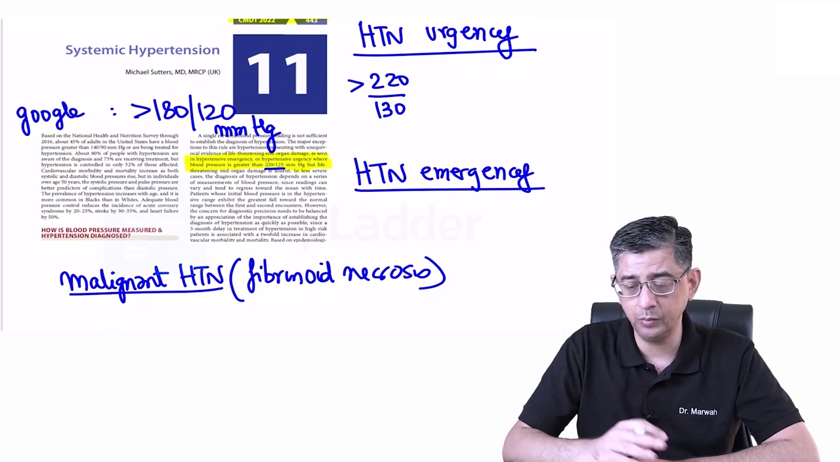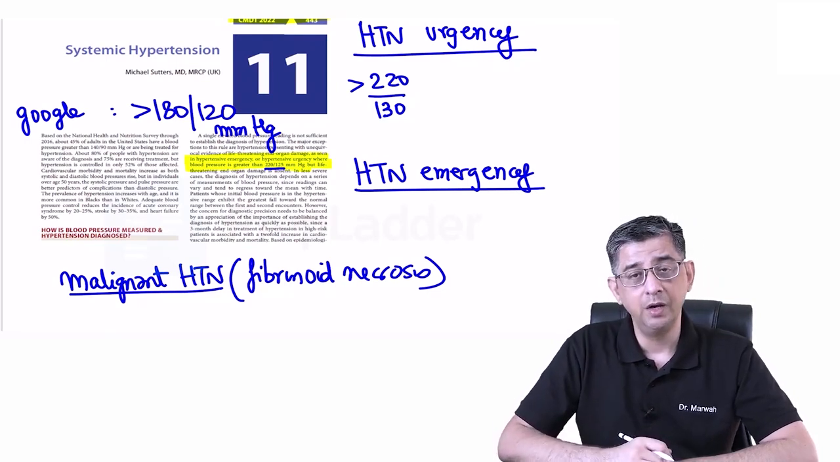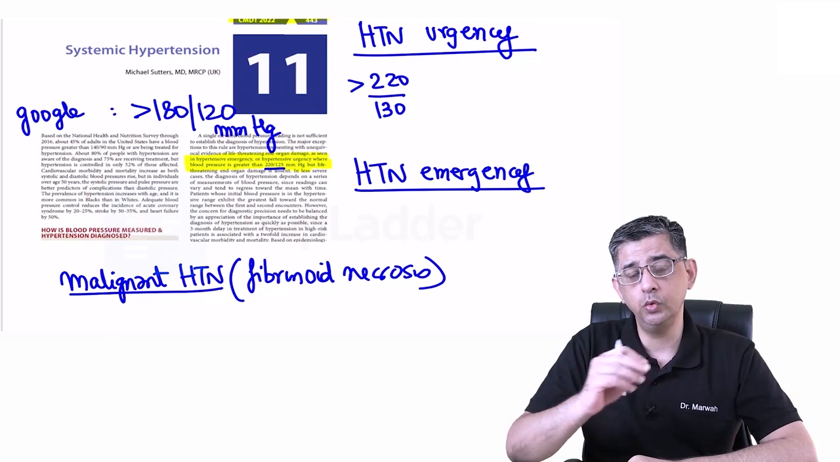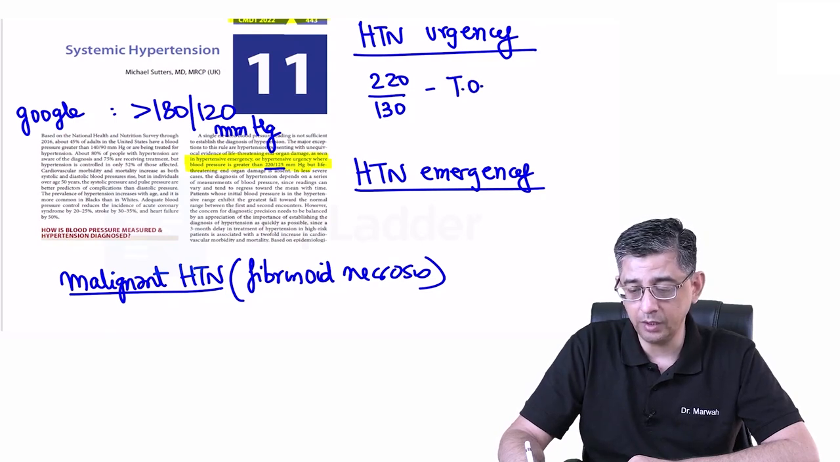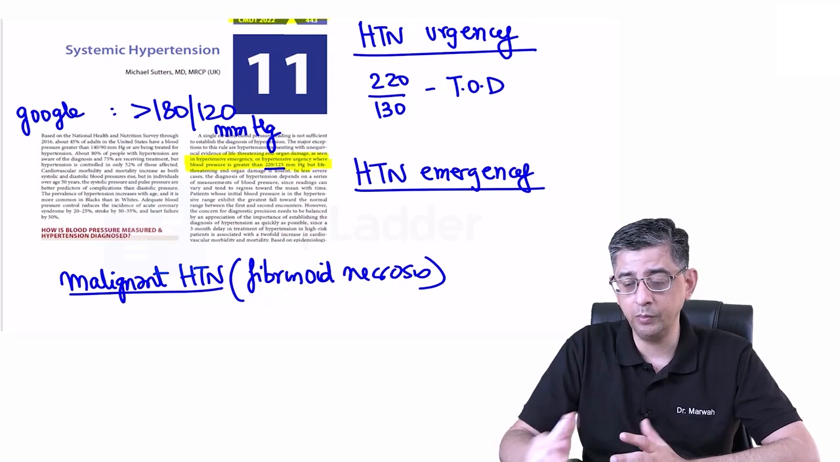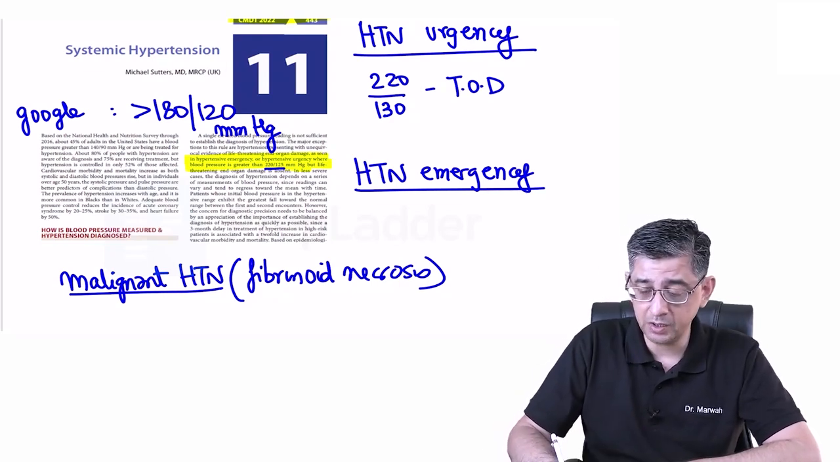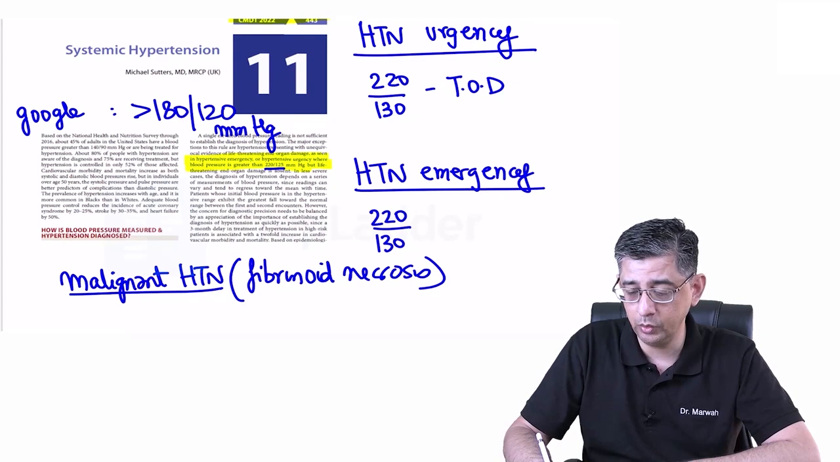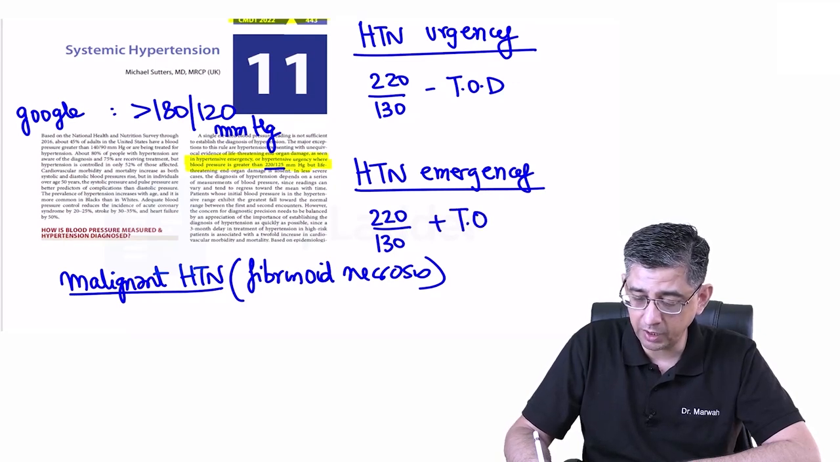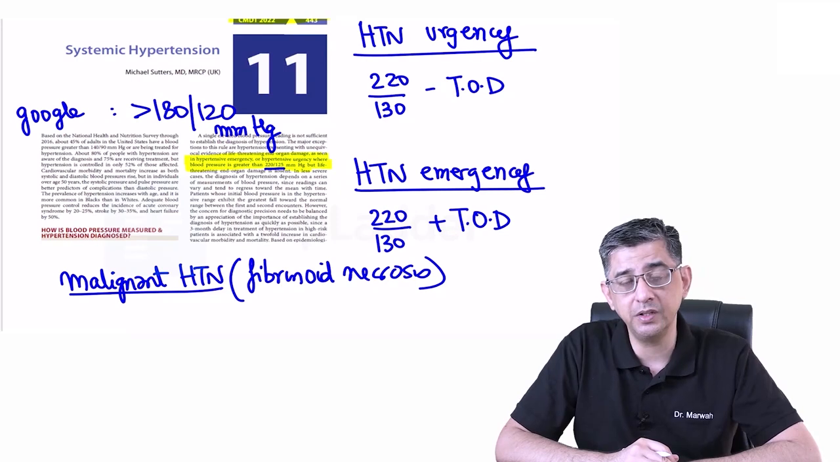Just for reference sake, at the moment, listen to this, don't note it down. Blood pressure of a person is, let me say, 220 by 130 millimeter of mercury, but there is no target organ damage, TOD. Then only BP is elevated. I'm going to call it urgency. Whereas suppose the blood pressure of the person is 220 by 130 or 125, whatever is the current value, but there is presence of target organ damage, then I'm going to call it emergency.